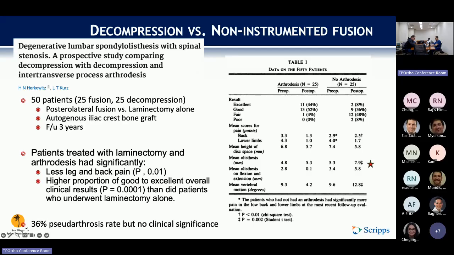So in a review by Herkowitz and Kurz, there were 50 patients who had spinal stenosis associated with degenerative lumbar spondylolisthesis, and they were prospectively studied to determine if posterolateral fusion provided better results than decompression and laminectomy alone. This study found that patients treated with laminectomy and arthrodesis had significantly less leg and back pain and a significantly higher proportion of good to excellent overall clinical results compared to patients who just underwent laminectomy alone.